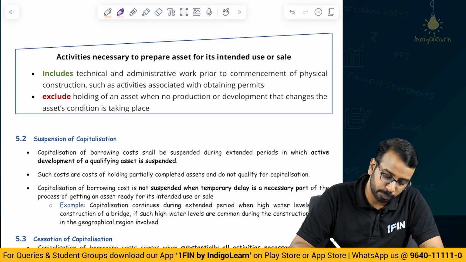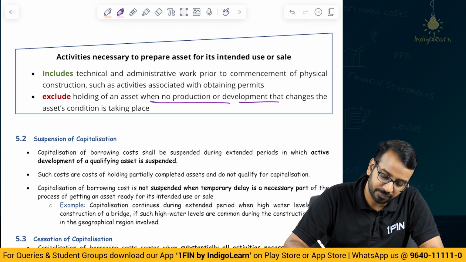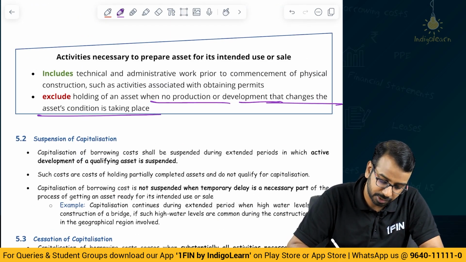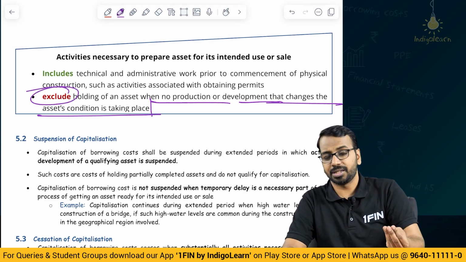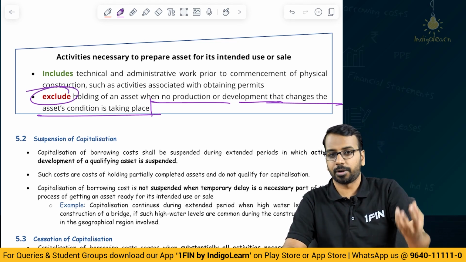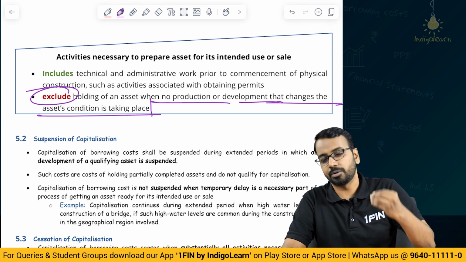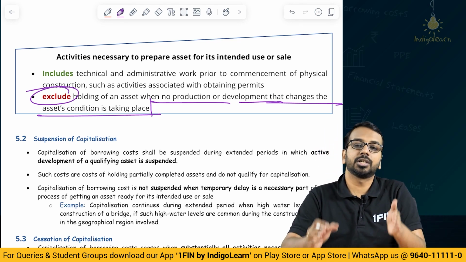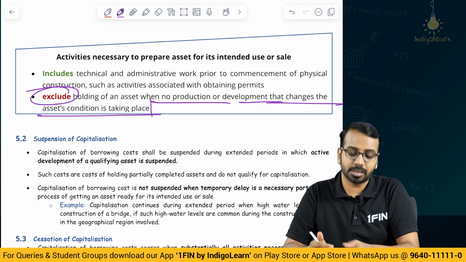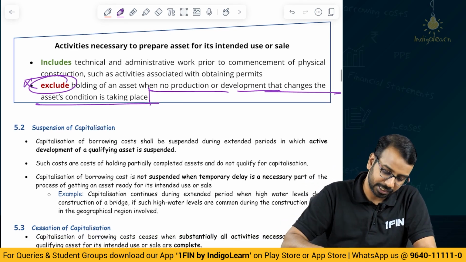Now sometimes there could be periods where no production or development happens that changes the asset condition. In that case, you will exclude that period. Sometimes there may be abnormal stoppages, for example water overflowing over a bridge. Because of excess water, you are not able to carry on the construction. So if it is abnormal, unanticipated, during which the asset development is paused, you will exclude that period for capitalization.